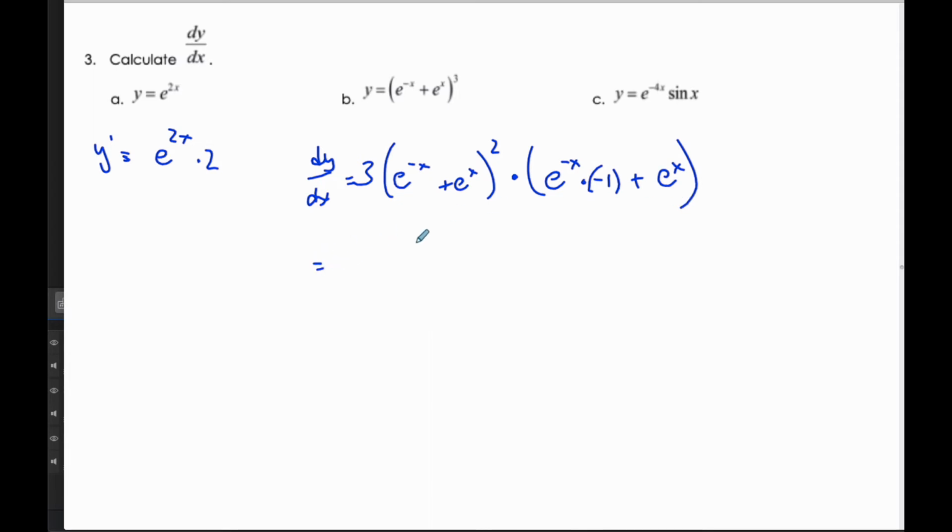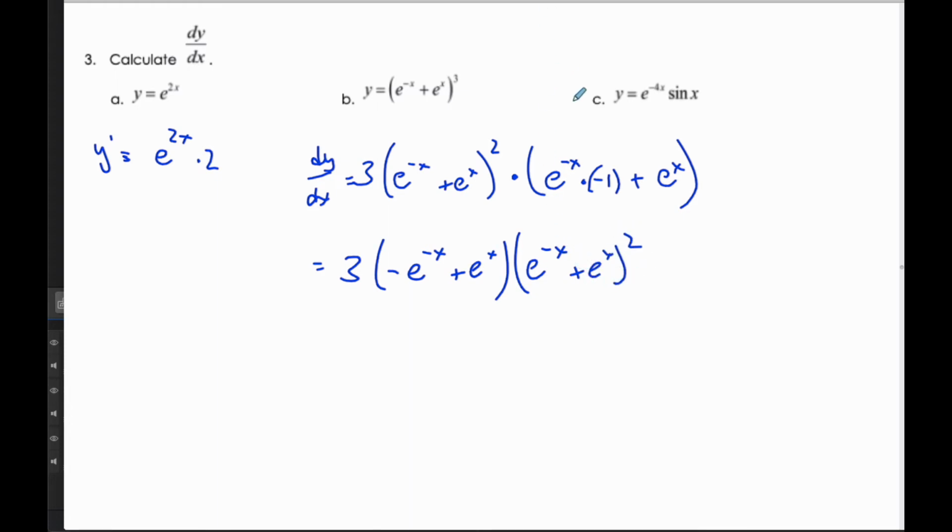And so if I tidy this up a little bit, I end up with 3 times (e to the negative x plus e to the x) to the power of 2, times (negative e to the minus x plus e to the x).